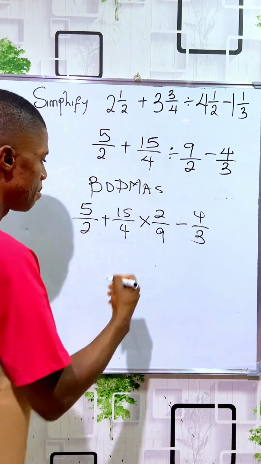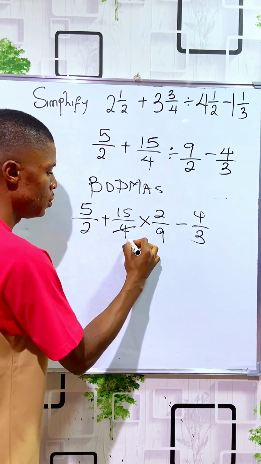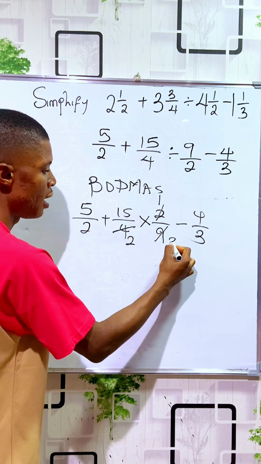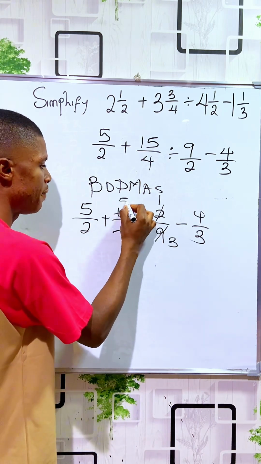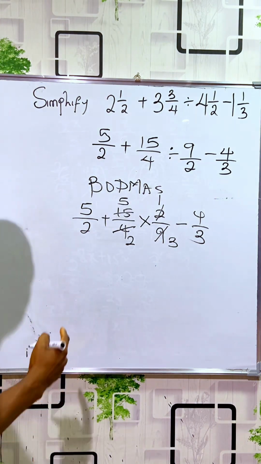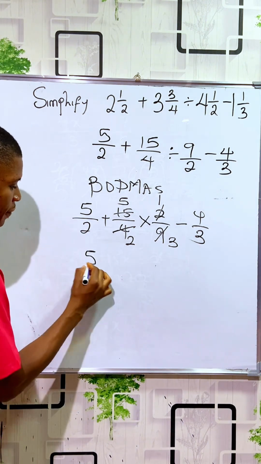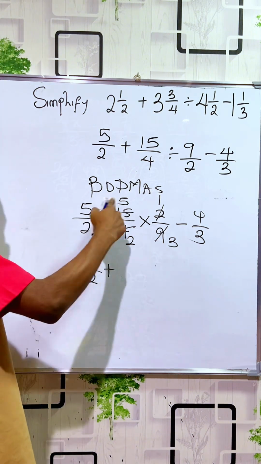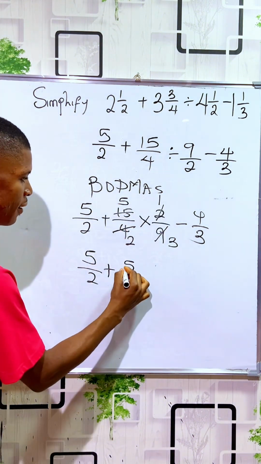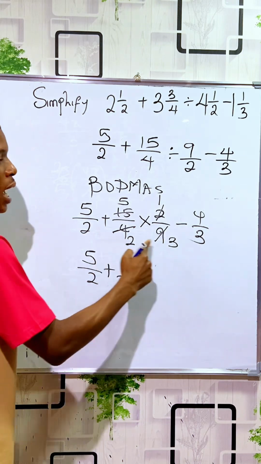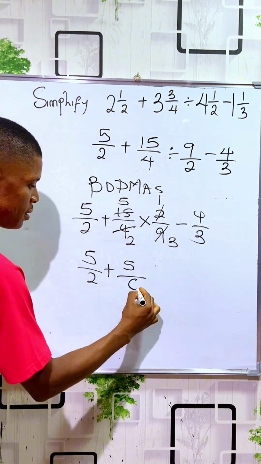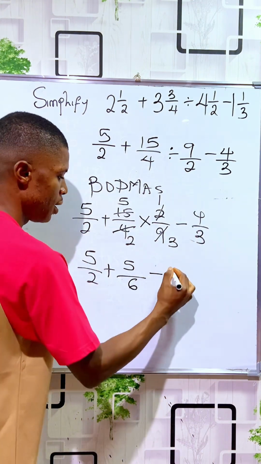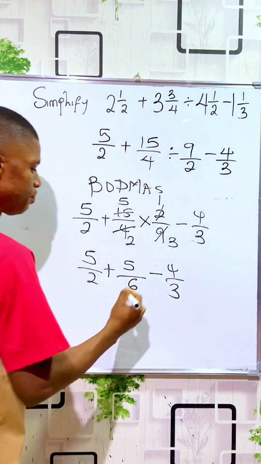Then let's multiply. If you divide by 2, you have 2. Divide by 2, you have 1. Divide by 3, you have 3. Divide by 3, you have 5. Observe, we have 5 over 2. Then plus, 5 times 1 is 5. You have it as 5 over 2 times 3 is 6. You have it as 6. Then minus 4 over 3. You have it as 4 over 3.